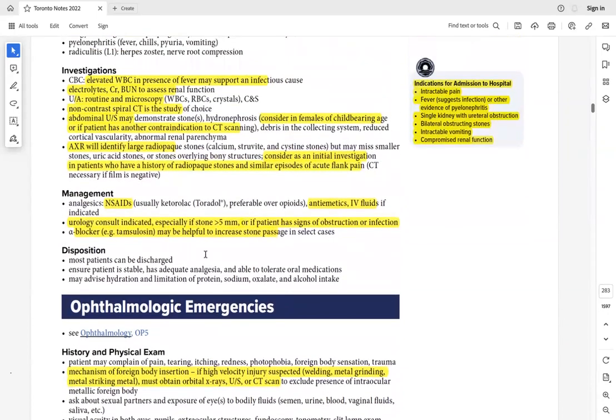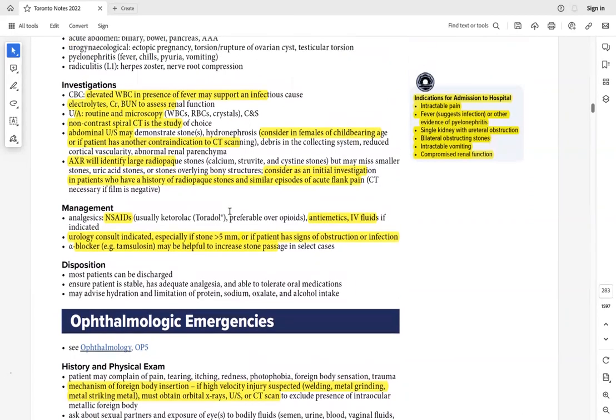So even if they are telling you that the stone is 3 millimeter, but the patient has high-grade fever, signs of obstruction, not able to void, or the patient has a single kidney, then what do we have to do? We have to admit the patient. Okay.